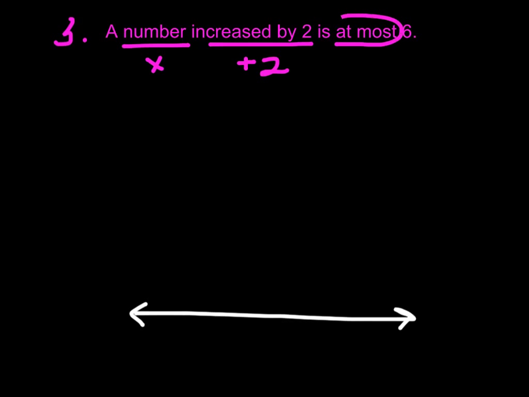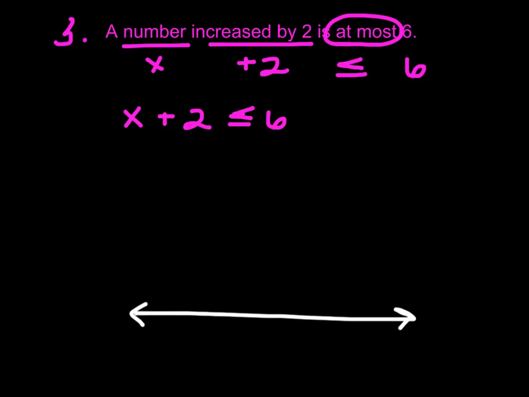Here's the key word, is at most. So at most means that 6 is the greatest number that it can be. So we want this to be less than or equal to 6. So my equation is x plus 2 is less than or equal to 6.